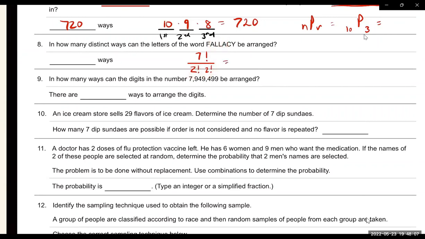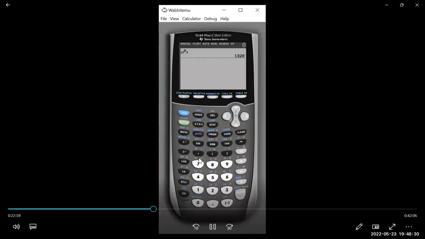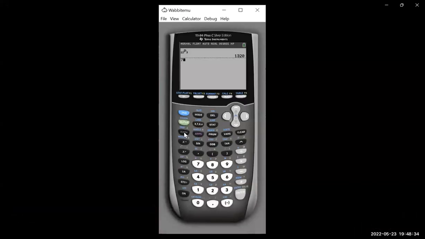7 factorial is, so to do that on your calculator, you can just do this. I'll show you how to do it on the calculator. Just put the parentheses on the bottom. You would go to 7 factorial, you go back to math, and then you go back to PROB, probability, and then it's the fourth one, the factorial symbol.